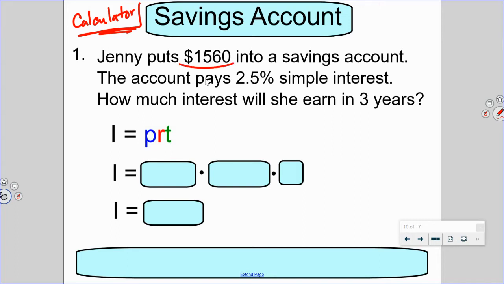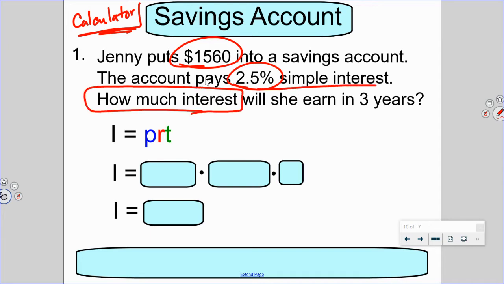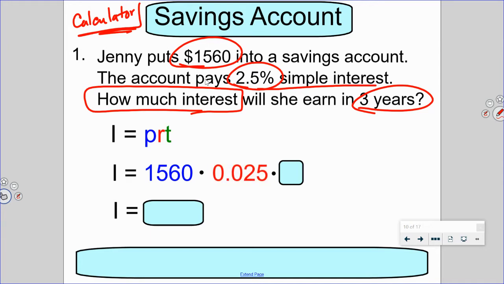So here we got Jenny putting some money into a savings account. Now, savings accounts often not a very good interest rate. That's the rate here, simple interest. Question, how much interest? No, we're not always going to look for the interest, but in this case we are. 3 years. So what we can do is, okay, what's the principal? Principal is the original amount of money that is invested or put into the savings account. What is the rate? Don't write 2 and 5/10. Remember what we said about percentages. We're going to change it to decimal form.